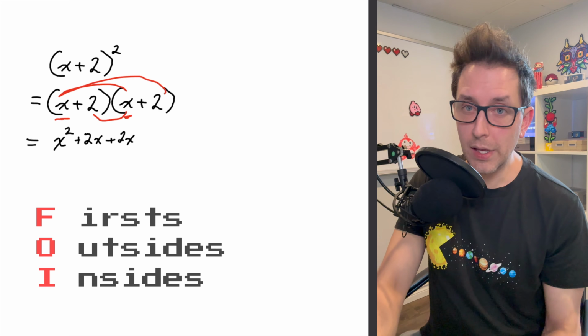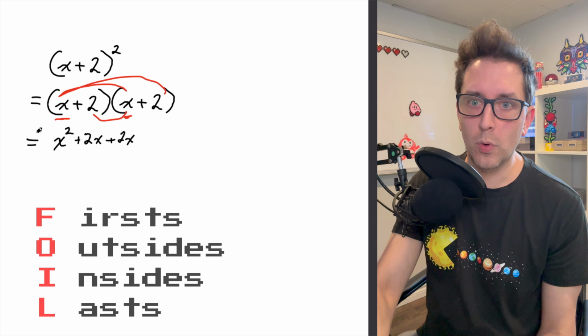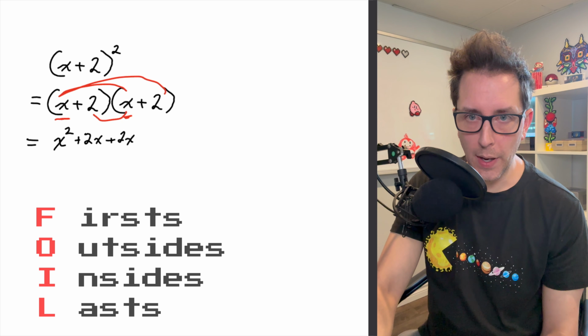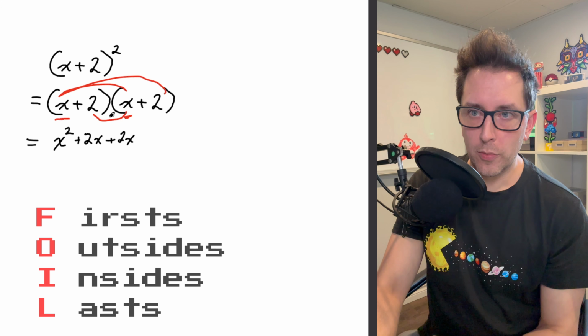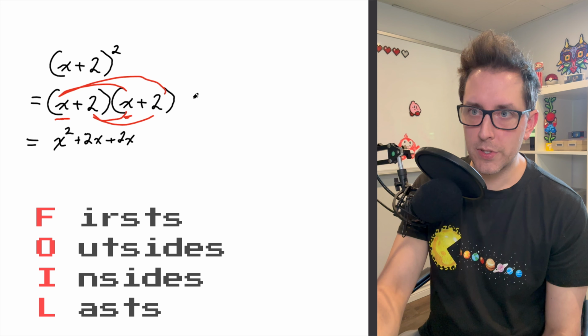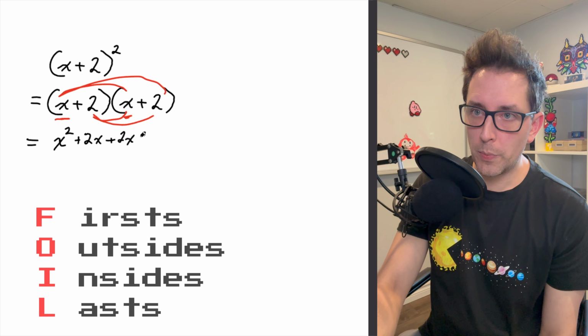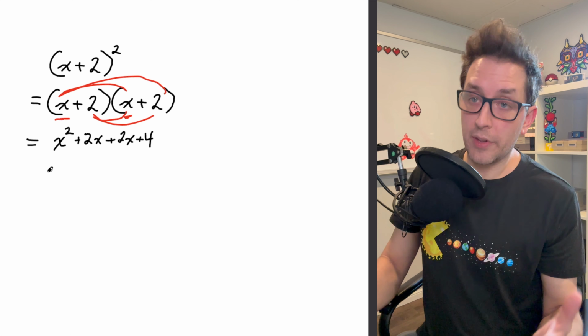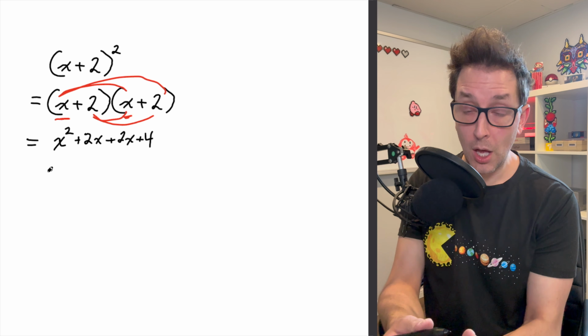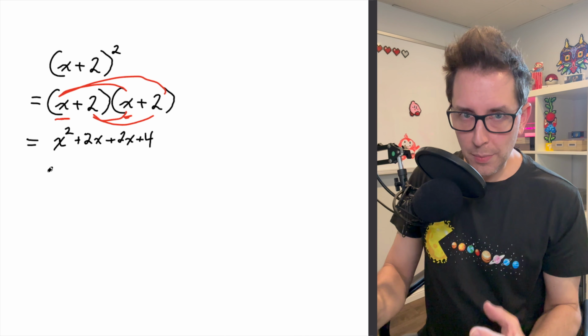And lastly, the L in the FOIL acronym stands for lasts, or the last term in each binomial, right? The 2 here and the 2 here. And I'm going to draw myself one last rainbow connecting the 2 and the 2. And I know that 2 times 2 is going to be 4. So I've got plus 4 at the end. Okay, I've now successfully expanded my product of binomials, but I have not simplified it yet.